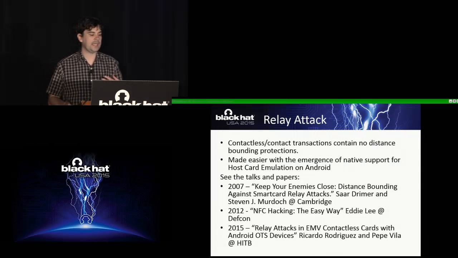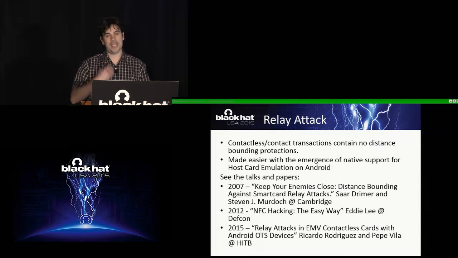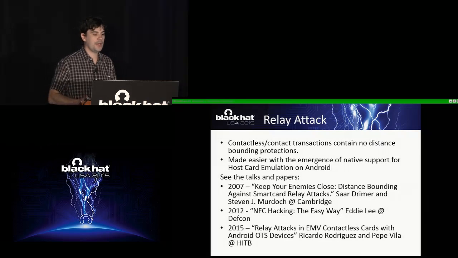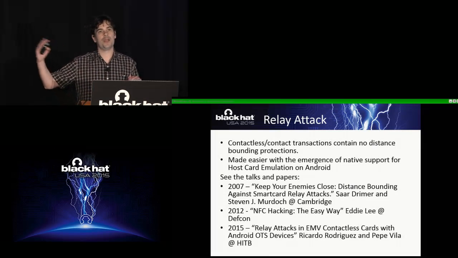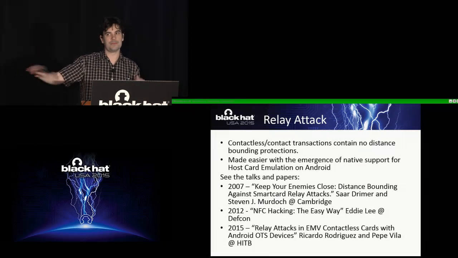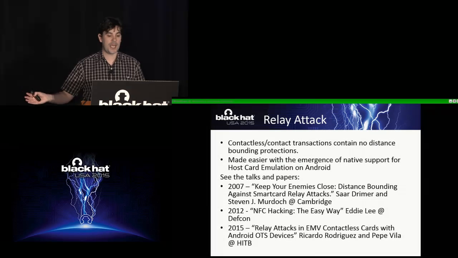The second form of attack is a relay attack. In an EMV system, you don't have any bounding properties. So someone can read your card and have the transaction go across continents to another terminal.